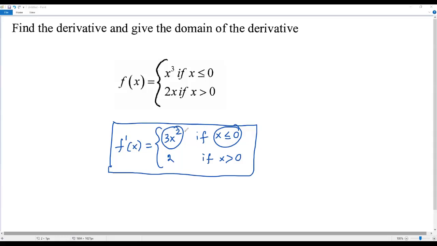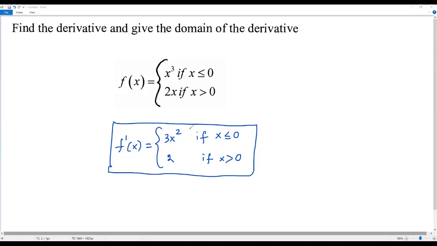Yes, 3x square is defined for all the values of x in this interval x less than or equal to 0. And also the second piece of the derivative, 2, is defined for all the values of x in this interval x greater than 0. If I plug in any value where x is greater than 0, it is defined because it's a finite value, it's a constant. The same thing for the first piece. If I plug in any value for x, where x is less than or equal to 0, this 3x square is defined.